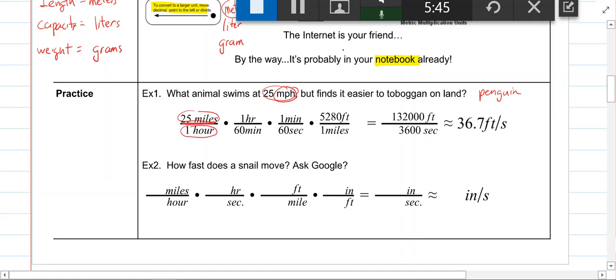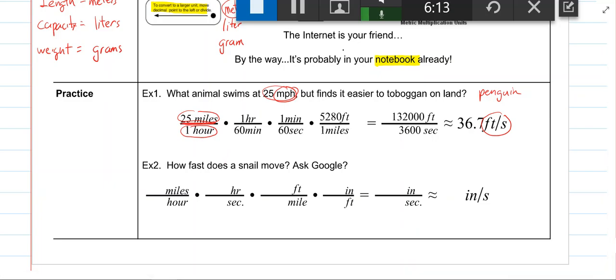And we want to go ahead and change that into feet per second because we don't really understand what miles per hour is, but we can understand what feet per second is as far as running because we don't want to run 25 miles in 1 hour to try to figure out what that speed looks like. So we're going to change miles per hour into feet per second. So here we go.